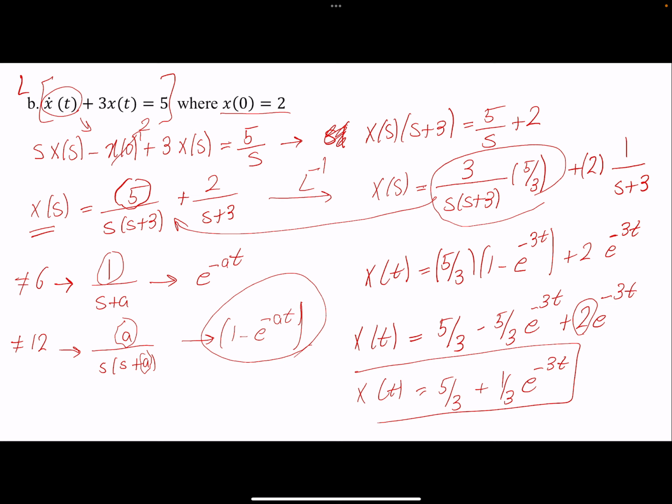So for solving, you do Laplace and then you do Laplace inverse. Both of them need to be present.